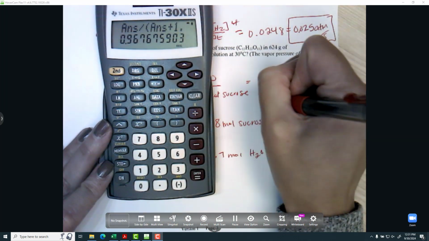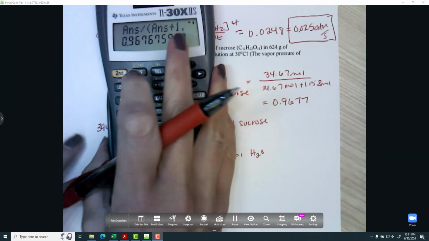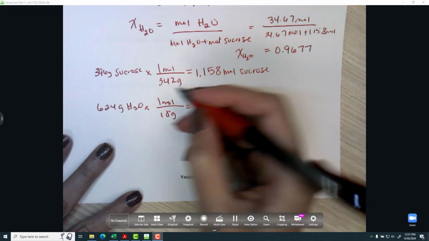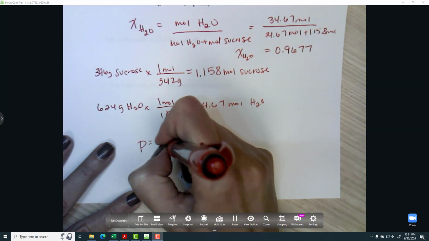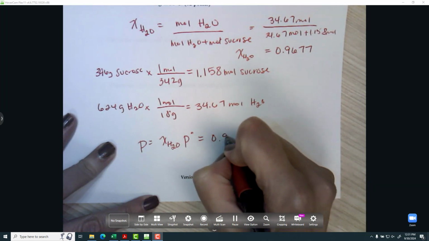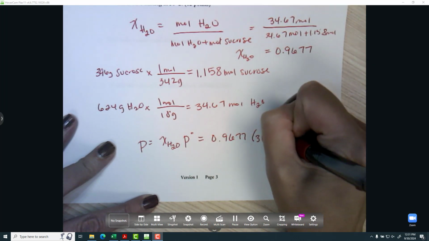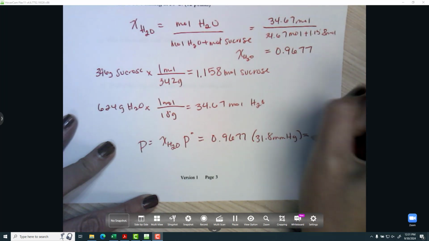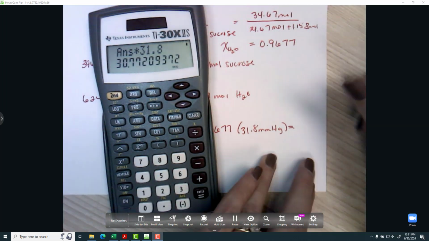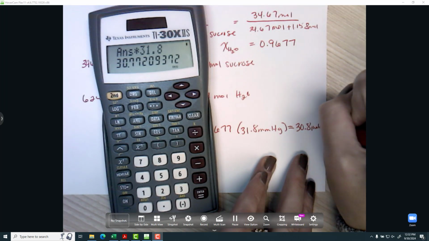And I get, it's mostly water, right? You can see that. So it's almost 1, it's high, but 0.9677. Then remember that the equation for vapor pressure is the mole fraction of the solvent times the vapor pressure of the pure solvent, so that'd be the 0.9677 times, and then they gave me in the problem the vapor pressure of water at this temperature, which was 31.8 millimeters of mercury. And so then, to 3 sig figs, I would get 30.8 millimeters of mercury.